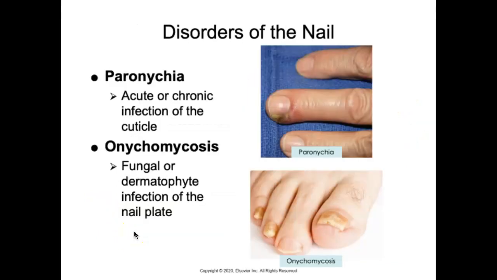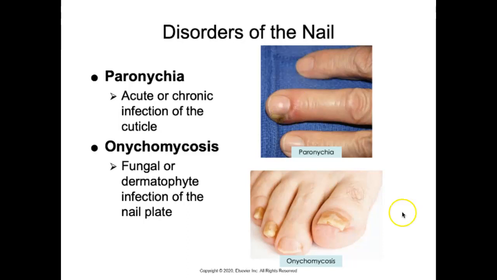Now let's get into disorders of the nail. We'll start with paronychia, and this is when we have acute or chronic infection of the cuticle, and this most typically takes place when the hands are frequently exposed to moisture and has bacteria such as staphylococci or streptococci within the area, and occasionally candida can also be present. It causes a painful inflammation here, and an abscess may develop that will require incision and drainage.